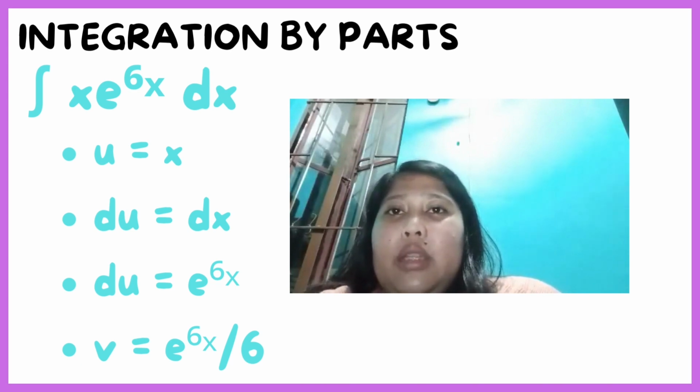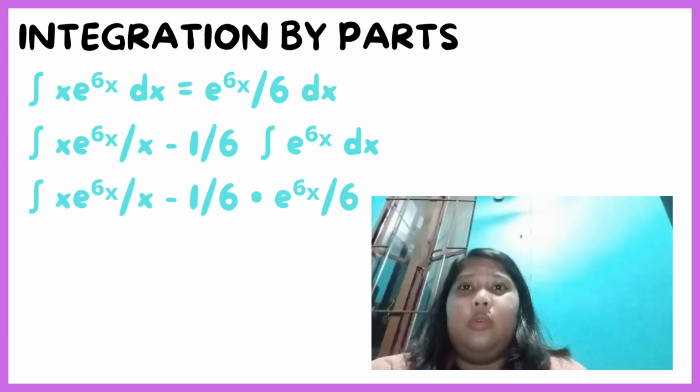we let e raised to 6x be dv and x as our u. Integrate dv, it will be e raised to 6x over 6, and derive x, so the remaining is dx. We will now write the equation according to the formula.